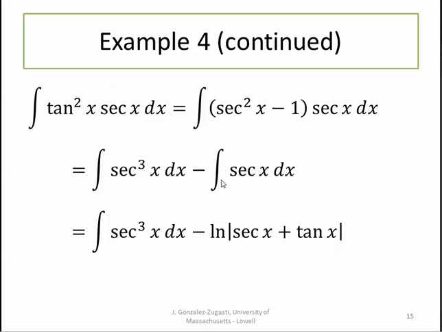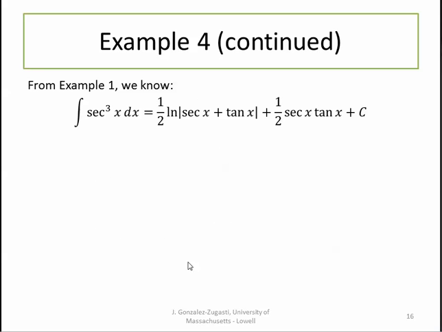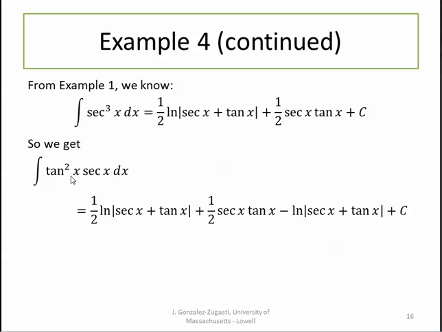And we know that the integral of secant x is equal to the natural log of secant x plus tangent x. So now all we need to find is the integral of secant cubed x dx. We know from example 1 that that integral is equal to this. So just plugging this into what we want, we get that the integral of tangent squared x secant x is equal to, here's where I plugged in for the integral of secant cubed x, minus the natural log of secant x plus tangent x plus c.